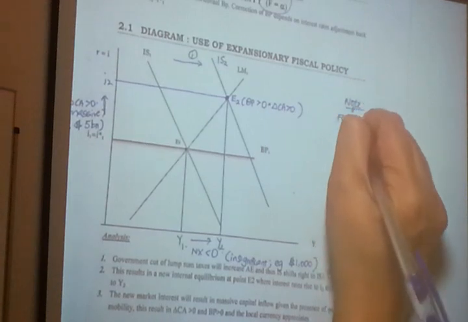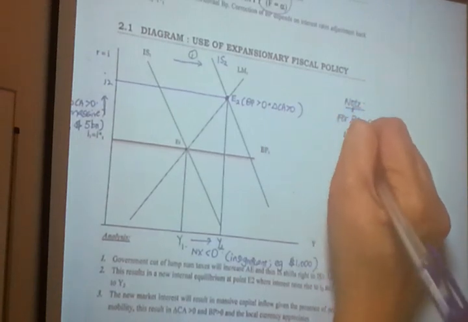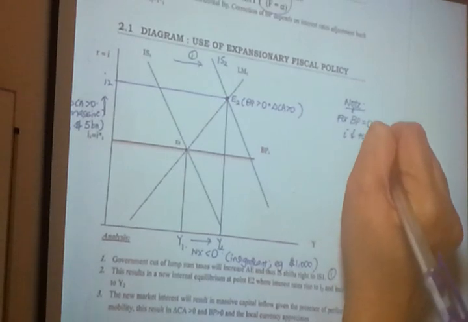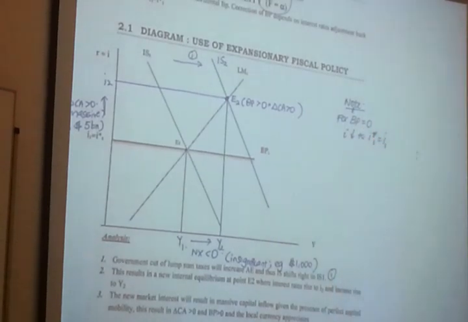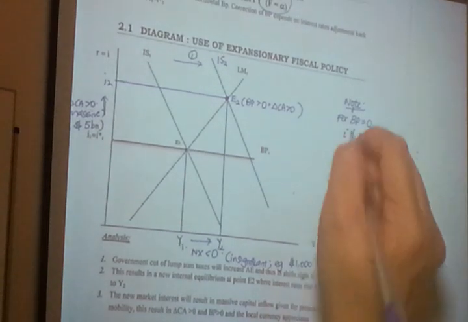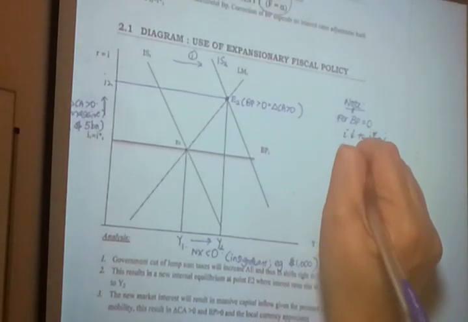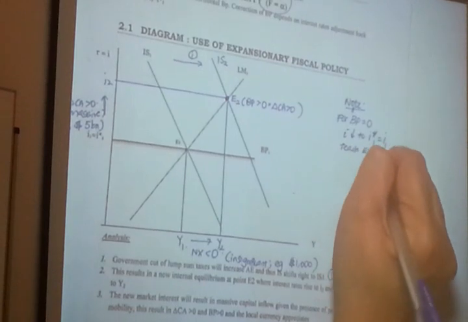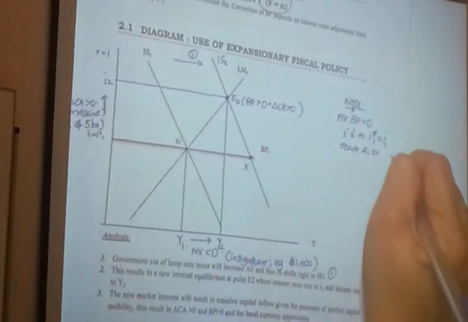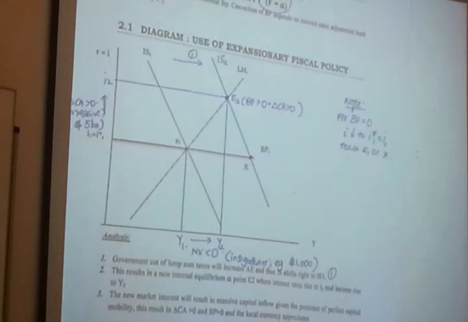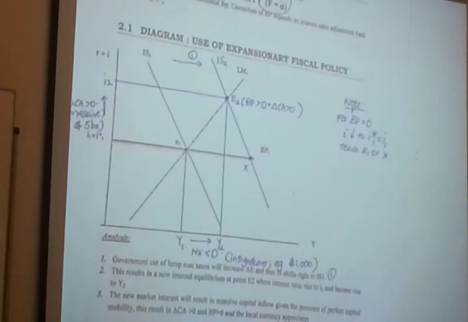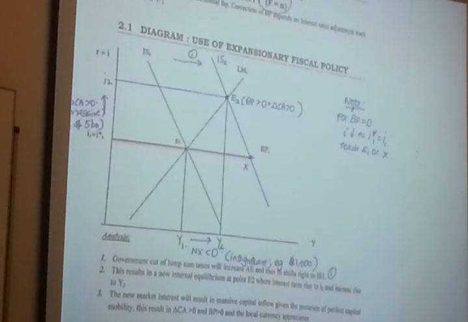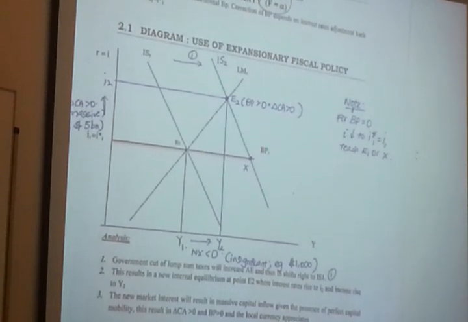For BP to be back to 0, the interest rate must drop to i star 1, or you can call it i1. So in other words, you must reach E1, or call it point X first. So you begin with the end in mind. You do not know what the next step of analysis is, but you know the topic is always that BP must be 0. So you have capital inflow of 5 billion. How can your BP be 0? You must have capital outflow of 5 billion.